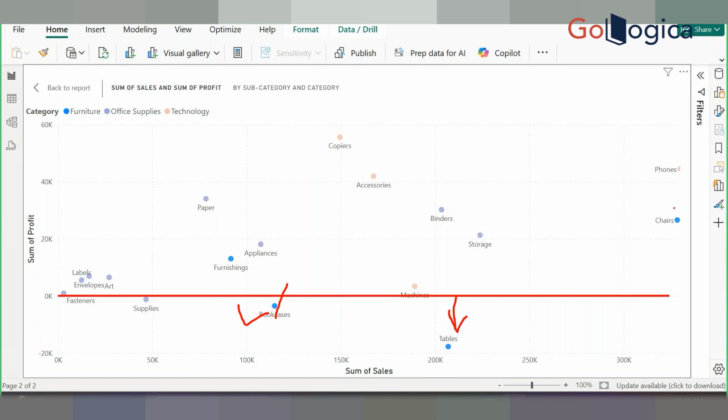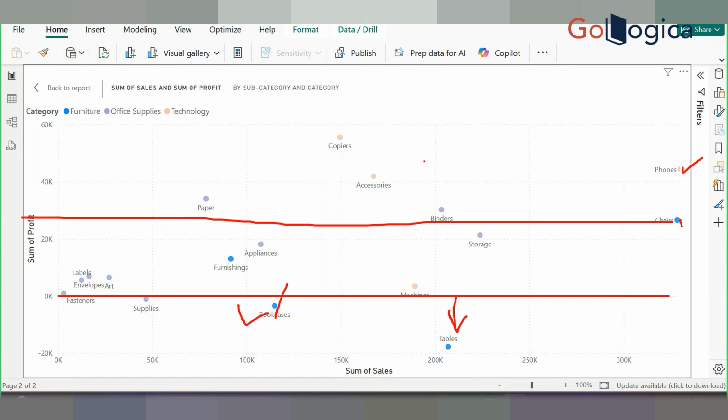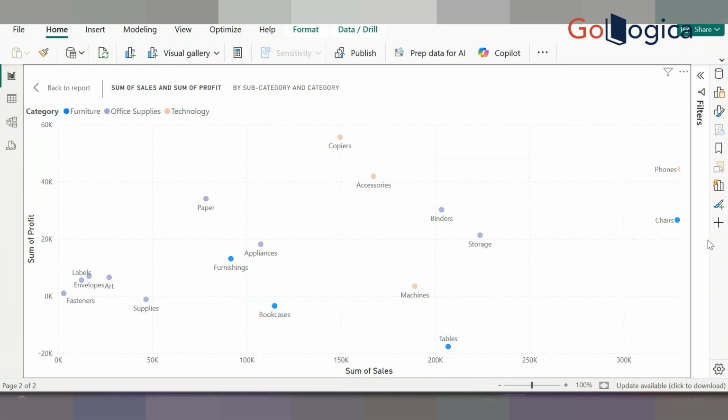And the two products are giving just a very average profit. We see the phones and chairs have done very good sales. They have both done almost the same sales. But profit wise, the phones have done far better, and the chairs have done very low profit. Even though both have the same amount of sales, profit wise this has given me 25,000 and this has given me 45,000. So there is a big difference when it comes to profit.